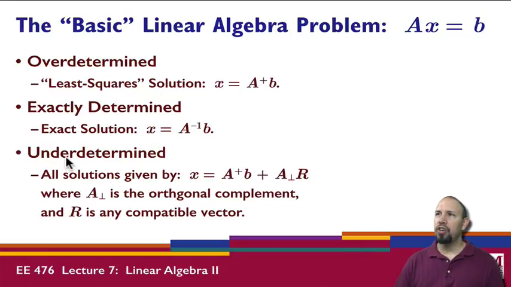And finally, for the underdetermined case, all solutions are given by a formula that looks like this, where we'll talk about something called the orthogonal complement, and then R is any compatible vector. So here, this is the case when we get an infinite number of solutions. Since R can be anything, we can write the general solution this way. So we'll come back and see how all of these are defined a little bit later in turn.